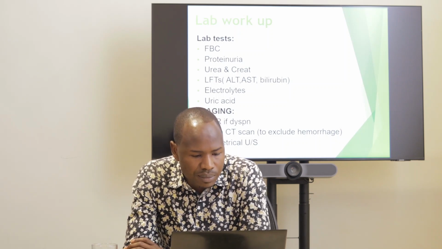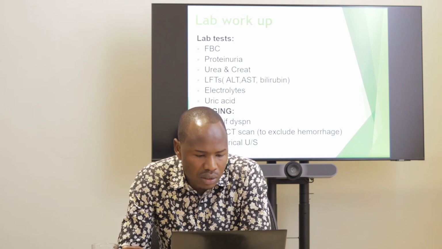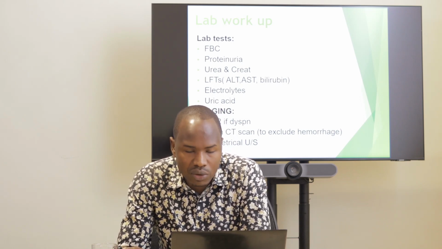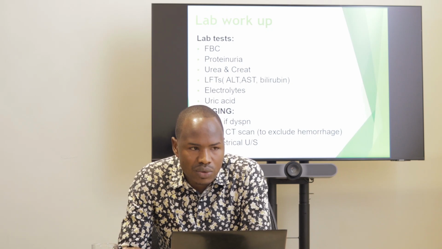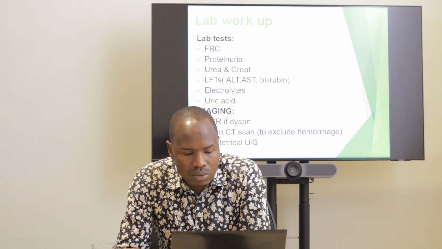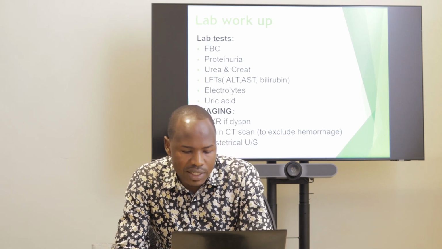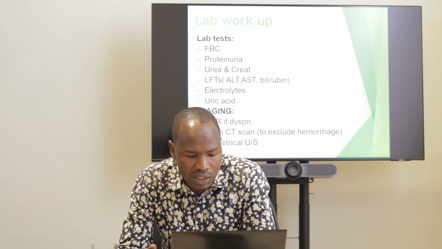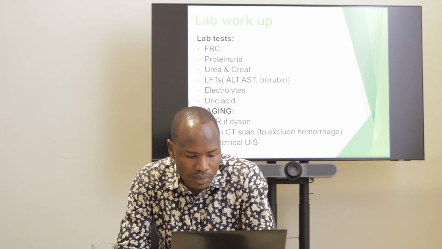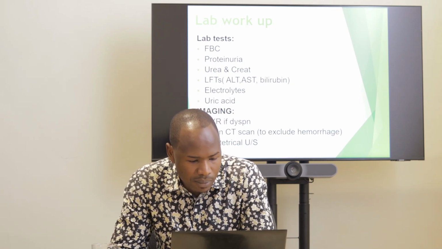Also, we have to see whether there is kidney involvement or kidney damage by taking urea and creatinine. Liver function test to see the liver involvement, and electrolytes. Also uric acid to prevent or to intervene for uremic syndrome that can develop later as a complication of this preeclampsia.